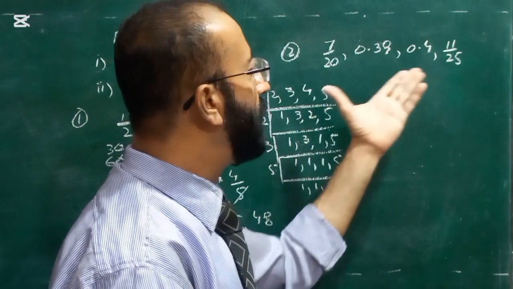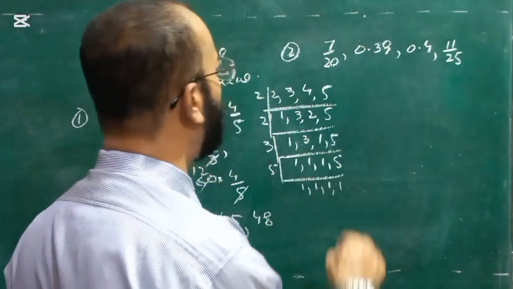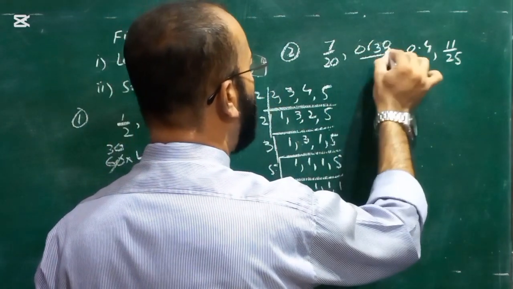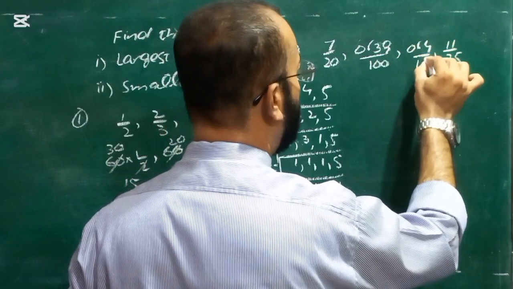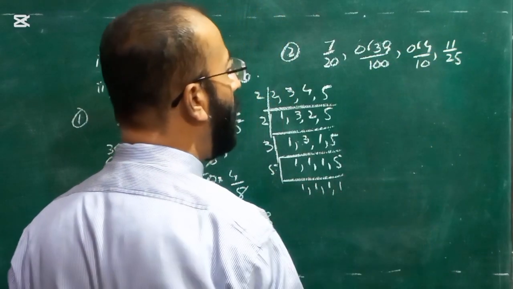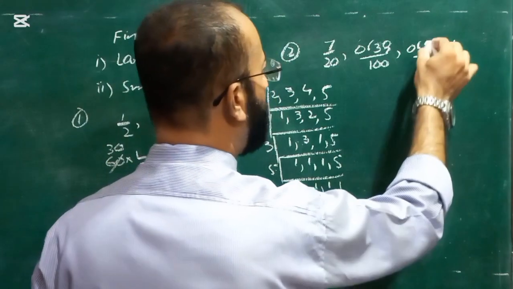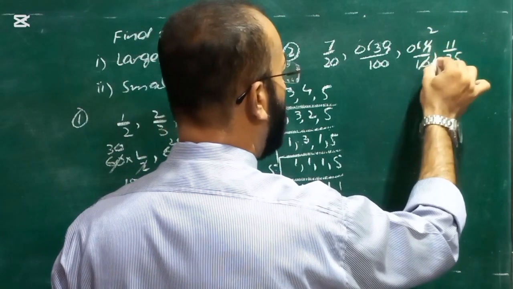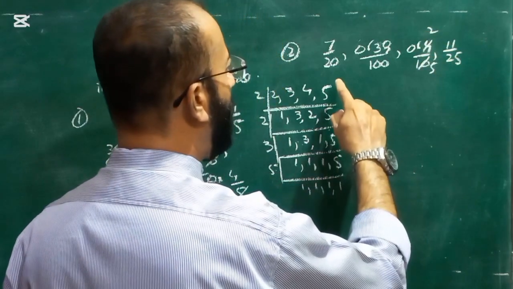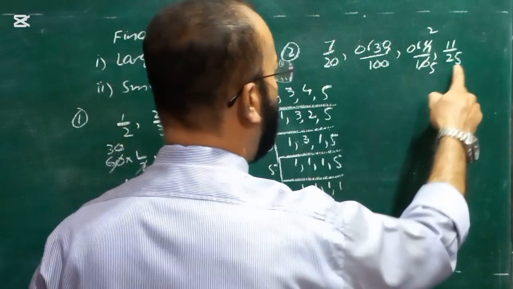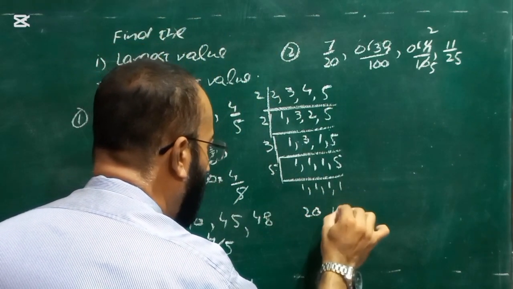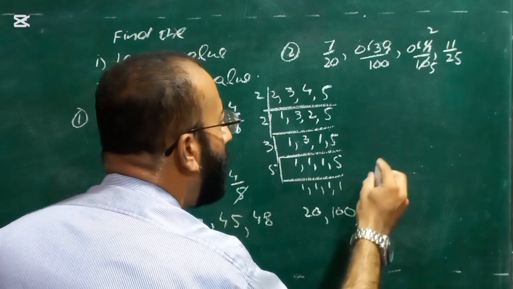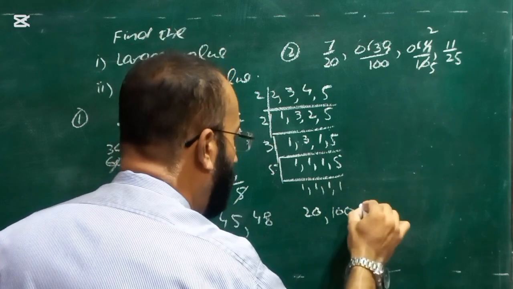So first we will convert these numbers into whole numbers. So look now, this point will be cancelled, here will be 100. This point will be cancelled, here will be 10. We can cancel this as well. So now we will take the LCM of 20, 100, 5 and 25. So look now, 20, 100, 5 and 25.